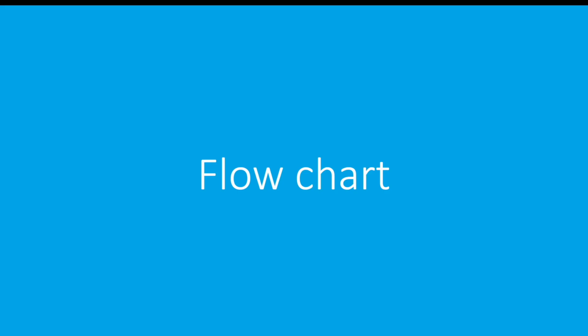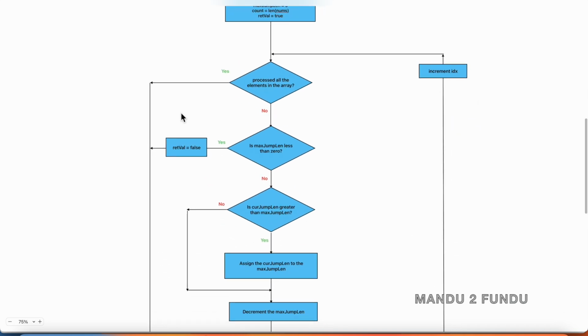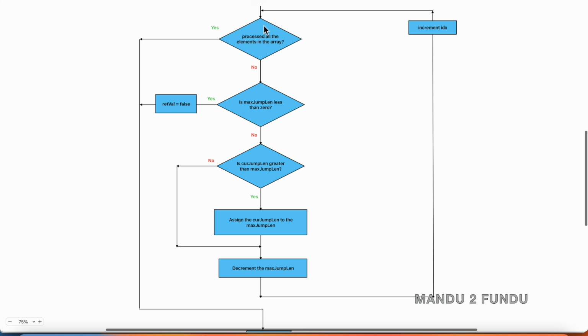Let's look at the flowchart. Input for this procedure is the nums array. First, we initialize the max jump length, the return value and the count variable. Max jump length is initialized to 0. Count will be the size of the input array, and then the ret value. So it's basically a typical for loop. First we check whether all the elements are processed. If so, we come out of the loop and return the current value of the ret val variable.